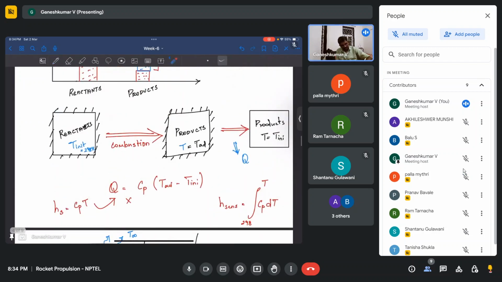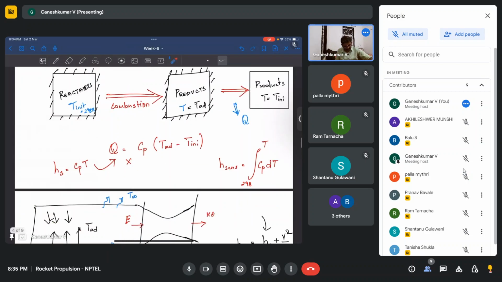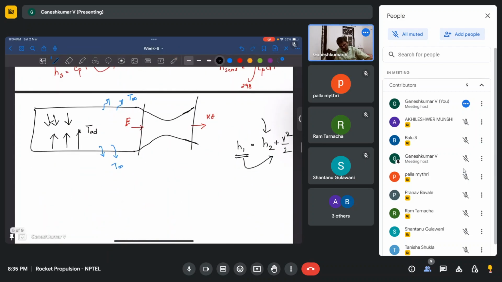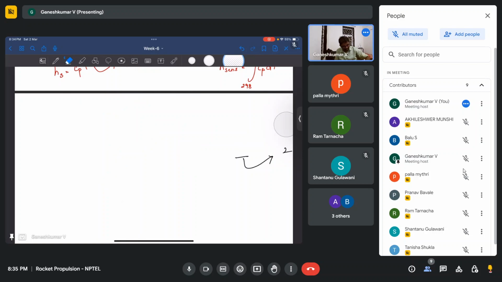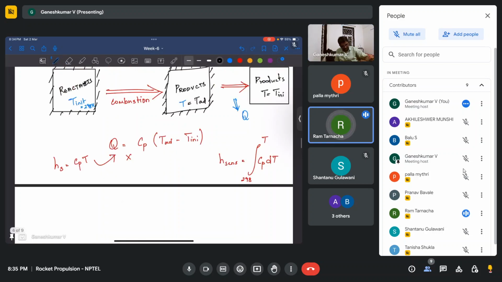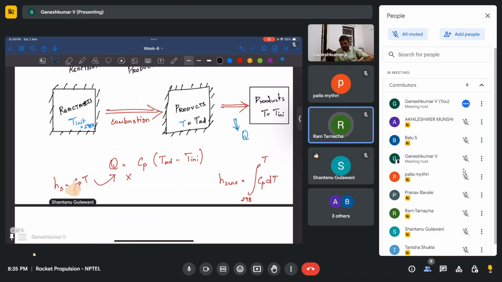But I hope this concept is clear. What is heat of reaction and what is adiabatic flame temperature? You should not mix these two concepts together. That is what I wanted to convey. Is everyone clear about this? Yeah, clear. Okay, thank you.